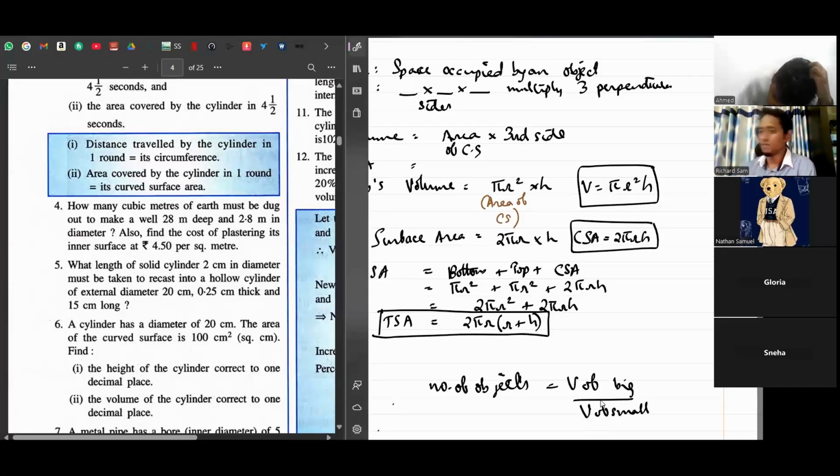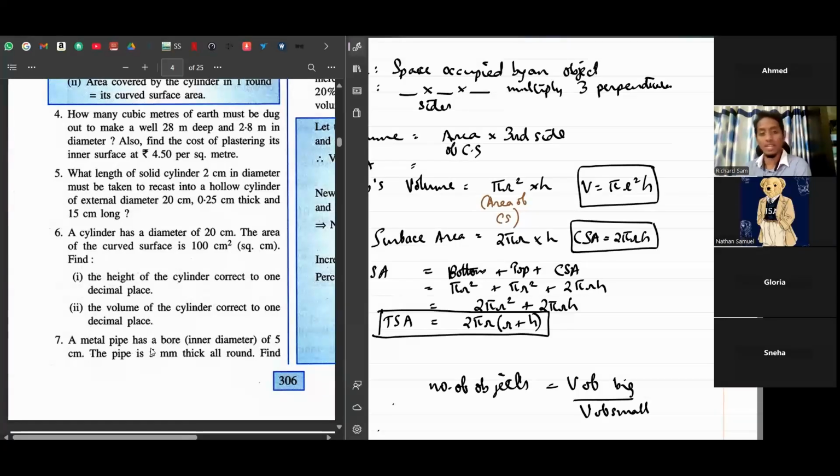Understand? If the big shape's volume is 10 centimeter cube and the small ones that you made is 2 centimeter cube, so how many small ones can you make? If one big one is 10 and small one is 2, 10 divided by 2 will be 5. So you can make 5 objects with that. So this is another formula that is used in some of these questions. Okay.